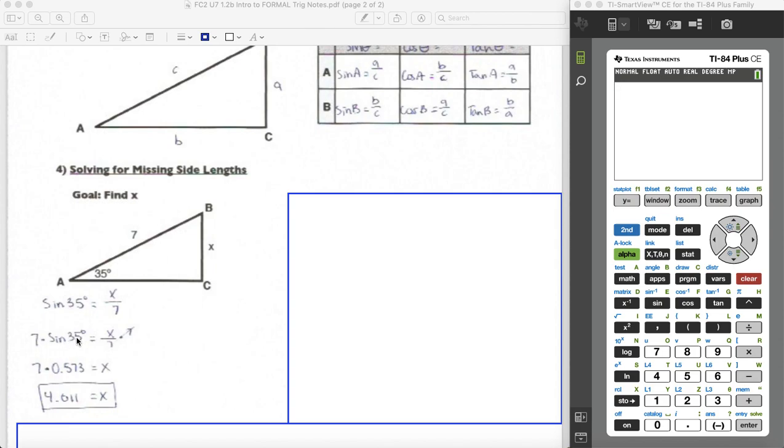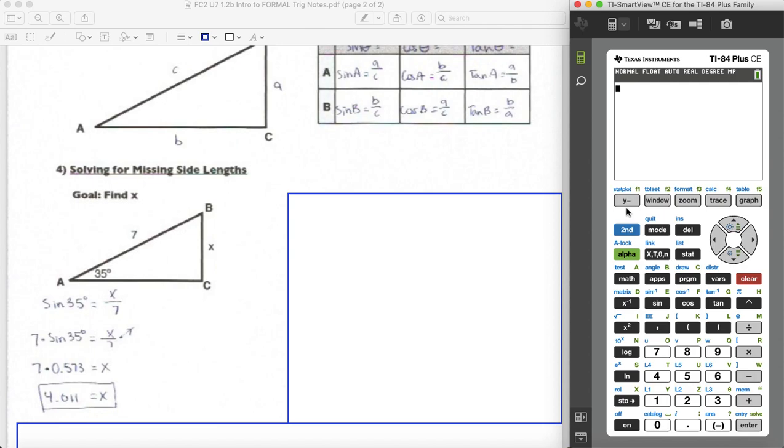35. Now, I draw this in a linear, vertical, step-by-step way because I want you to see what pieces are equal. The x goes down here, it's by itself. 7 travels down, being multiplied by the sine of 35. How did I get from the sine of 35 to this decimal? And that's where I want to go to my calculator.